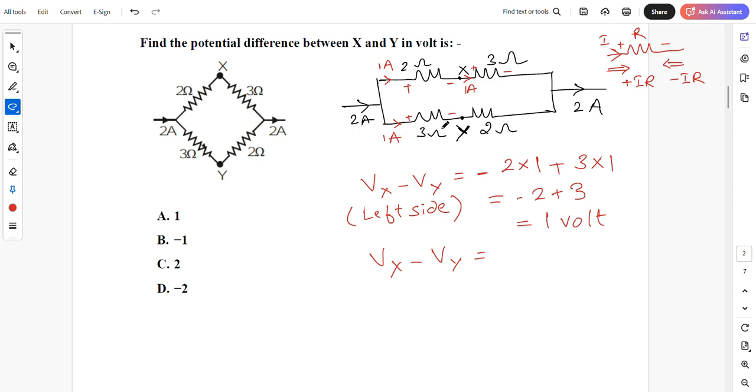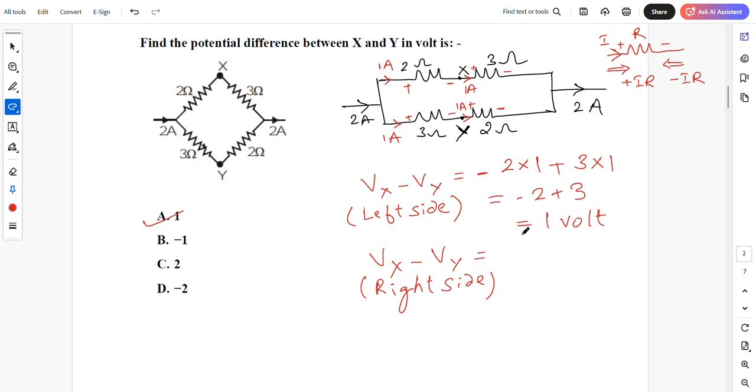Now what about this one? This is again 1 ampere of current flowing like this. This is plus and this is minus. If I move like this from the right side, we should get the same answer. Let us check the answer. The answer we got already, 1 volt, is the right answer.